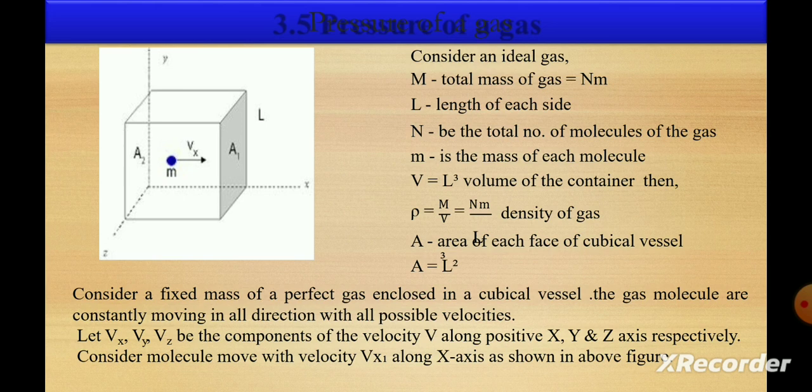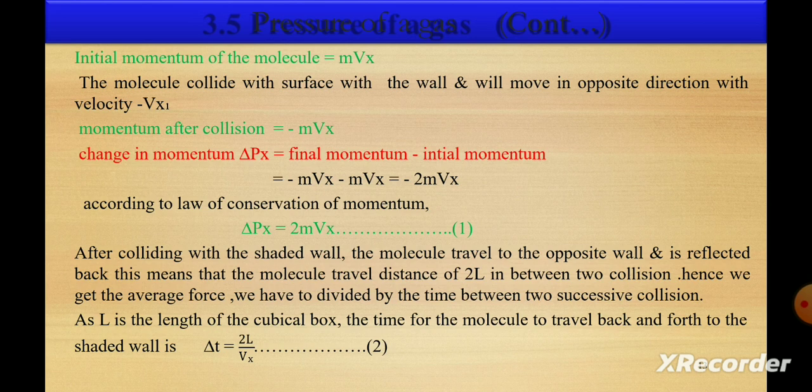Pressure of a gas. Consider an ideal gas. M, total mass of gas. L, length of each side. N, the total number of molecules of the gas. m is the mass of each molecule. V equals L cube, volume of the container. Rho is equal to capital M by V. Consider a fixed mass of a perfect gas enclosed in a cubical vessel. The gas molecules are constantly moving in all directions with all possible velocities.